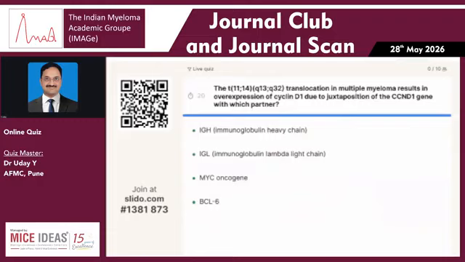Okay, so the first question: the translocation 11;14 in multiple myeloma results in overexpression of cyclin D1 with which partner? So I've given 4 partners. Among these, juxtaposition to which partner leads to overexpression of cyclin D1?